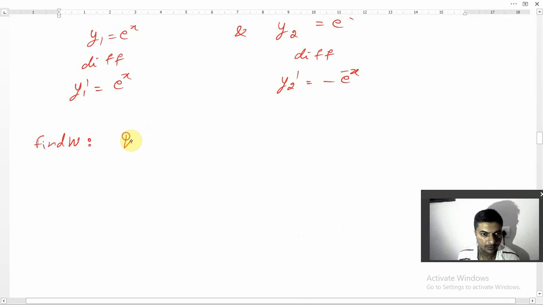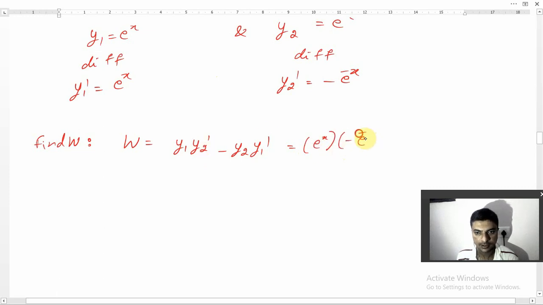w. What is w? Formula you please remember, yes students: y1 y2 dash minus y2 y1 dash. So now substitute the values. What is y1? Yes, y1 we have taken, e raised to x, and y2 dash is minus e raised to minus x, minus y2, e raised to minus x, and y1 dash is e raised to x.